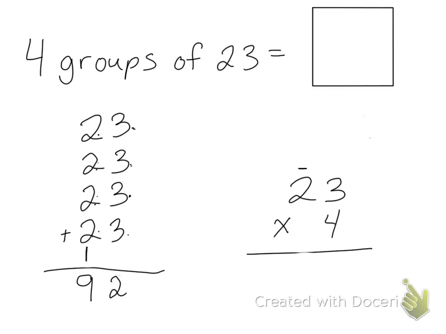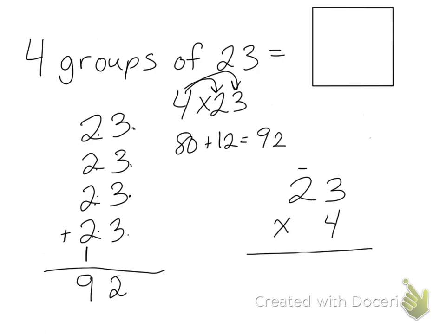The second way is I can solve this doing mental computation. And we do that by doing 4 groups of 23. And remember, we split this up. We think, okay, 4 times 20 is 80. And then we do 4 times 3 is 12. So 80 plus 12 is 92. The third way to find it is using the multiplication algorithm.